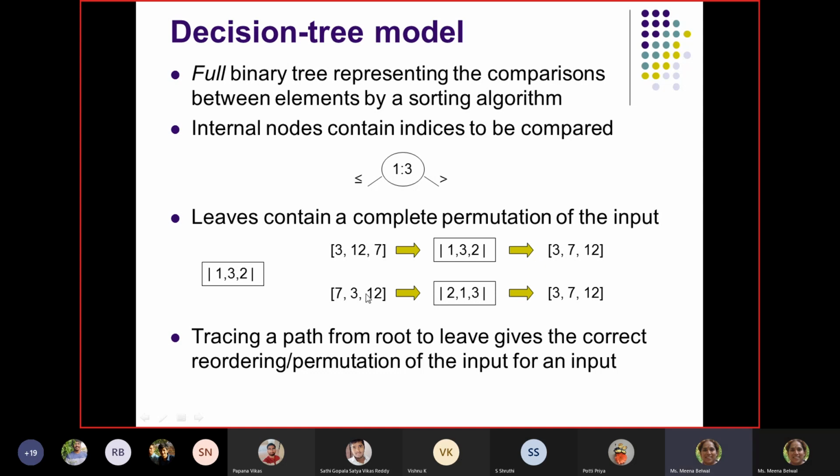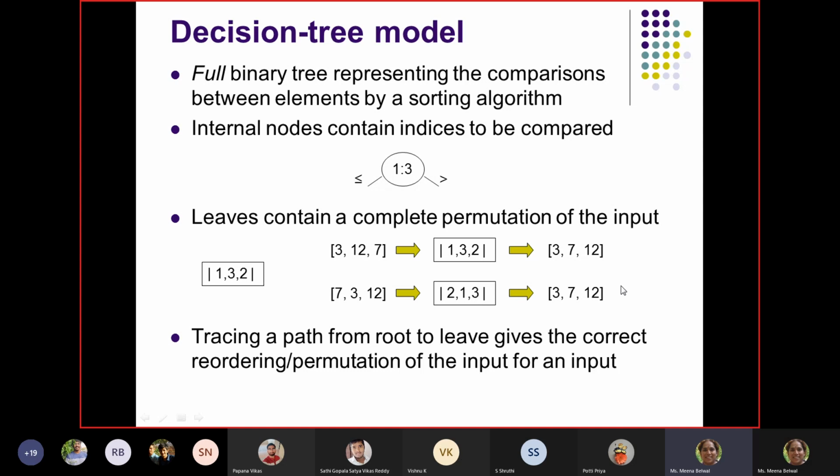Another example: suppose the input is different, 7, 3, 12. And in a particular leaf, I get this kind of structure, 2, 1, 3. How do I get this structure? While traveling the tree. If I get this, then my answer is 2, 1, 3, meaning first 2, then 1, and then 3. This is just an example. We have picked up a leaf that has given me the sorted input. I have picked up another leaf that has given me the sorted input.